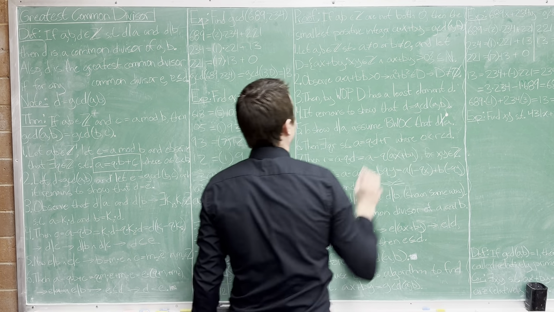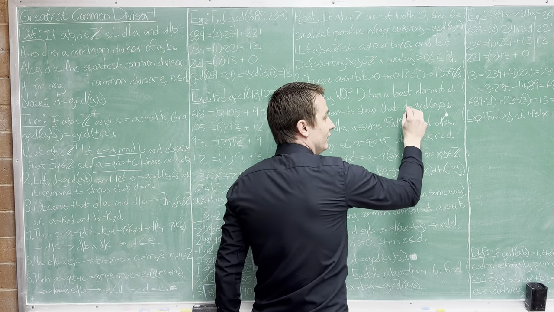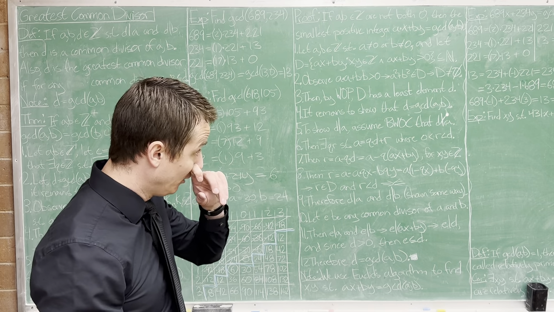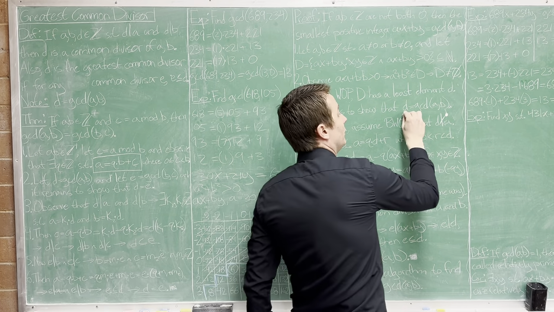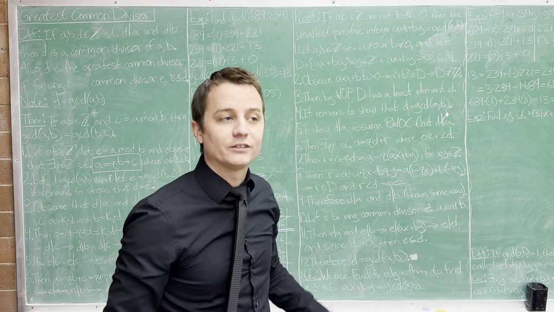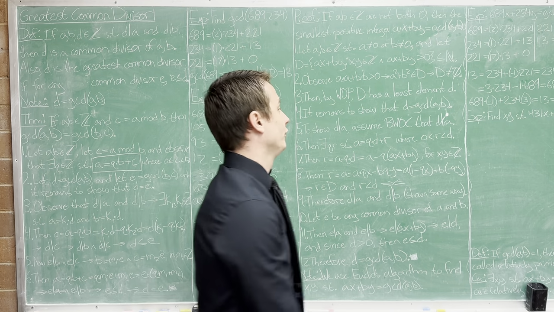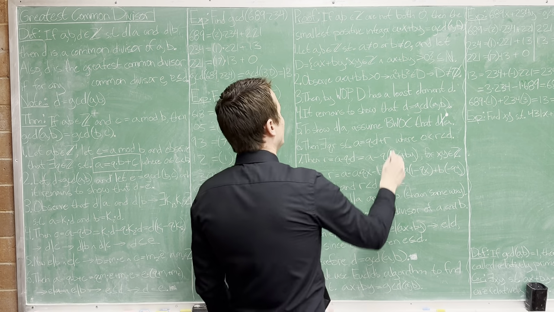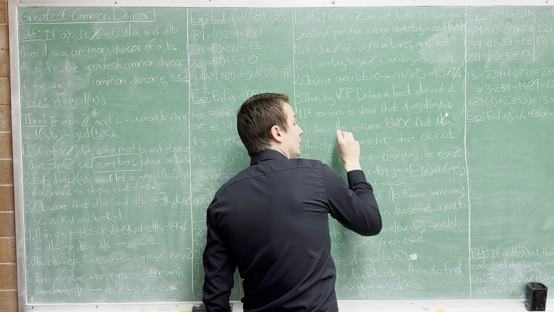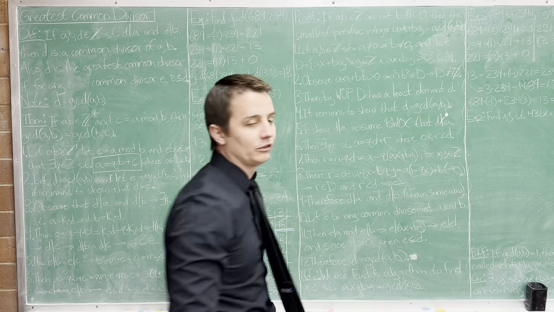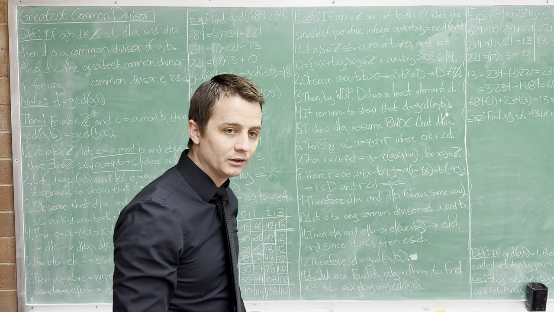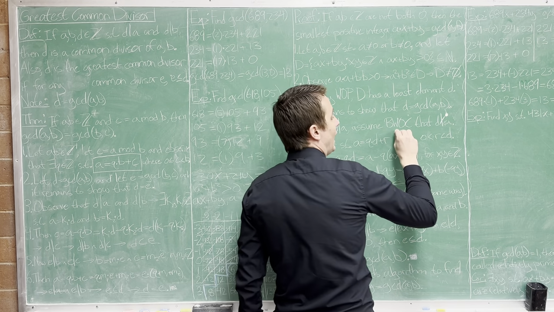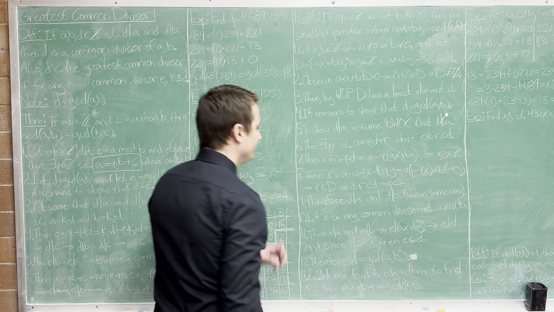So, there's little d. It remains to show that little d is the greatest common divisor of A and B. So, what do I need to show? I need to show that d is a common divisor of A and B, and then I need to show that it's the greatest common divisor of A and B. So first, I need to show that d divides A and B. We're going to do this by way of contradiction. I'm going to assume that d does not divide A, and that leads to a contradiction, therefore d does divide A. So to show that d divides A, I'm going to assume by way of contradiction that d does not divide A, and get a contradiction.